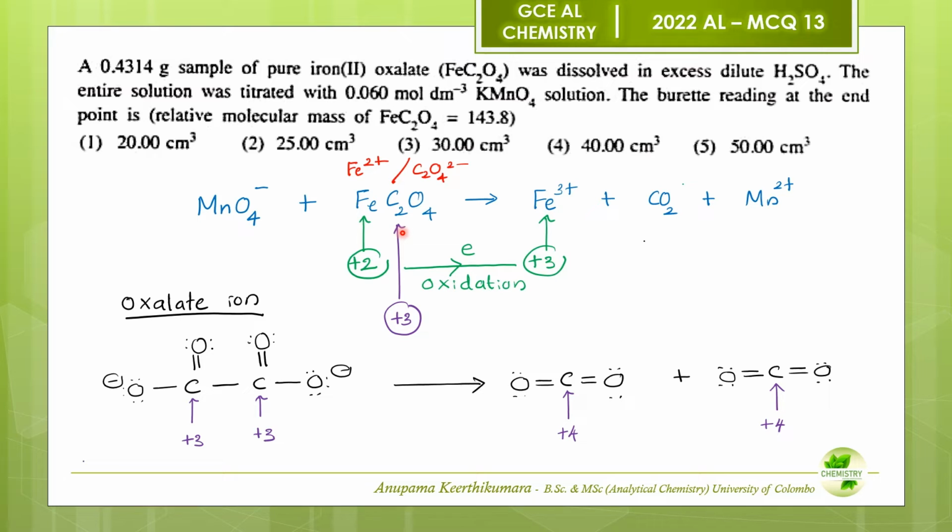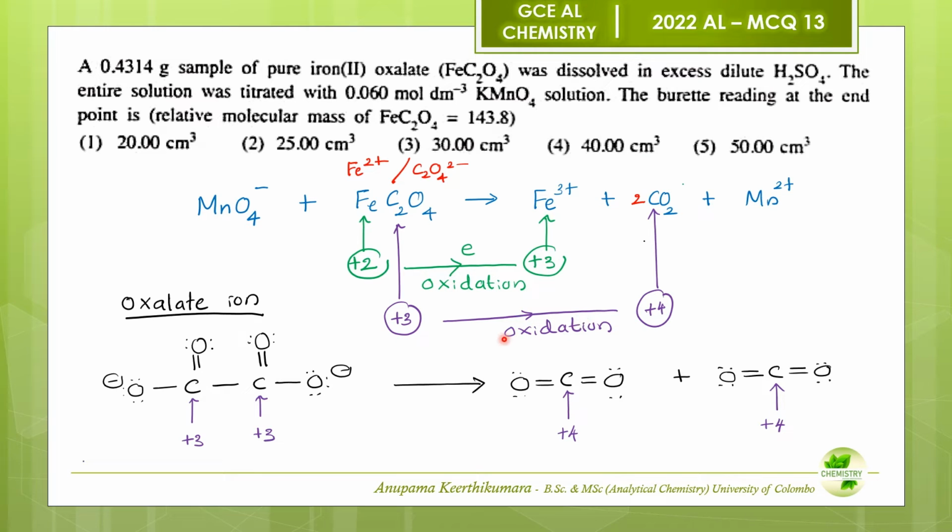Therefore, when balancing this reaction, the first thing is to balance the number of carbon atoms. Oxalate ion has 2 carbon atoms. Therefore, we have to use the coefficient 2 in front of carbon dioxide. Now we will try to find out the number of electrons involved in this oxidation process. The oxidation number of carbon changes from +3 to +4. It involves just one electron.